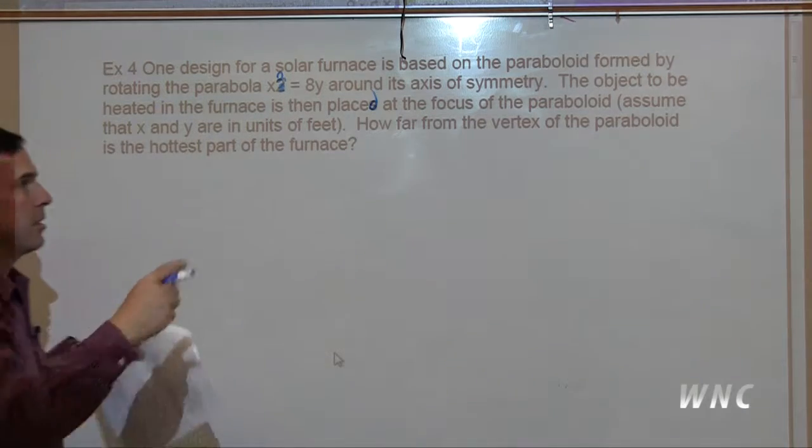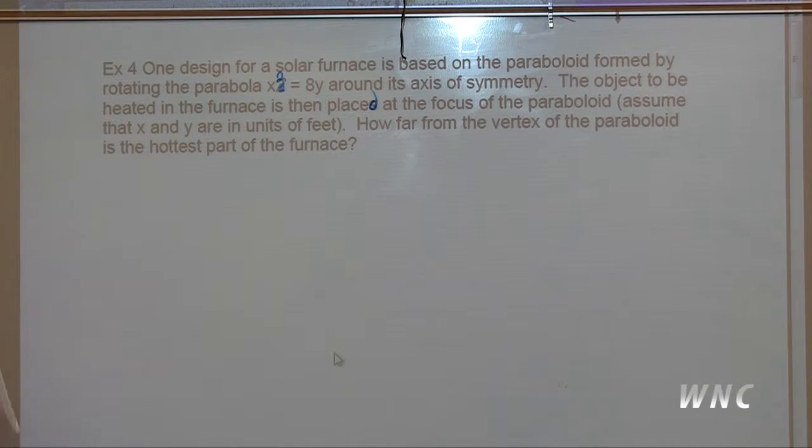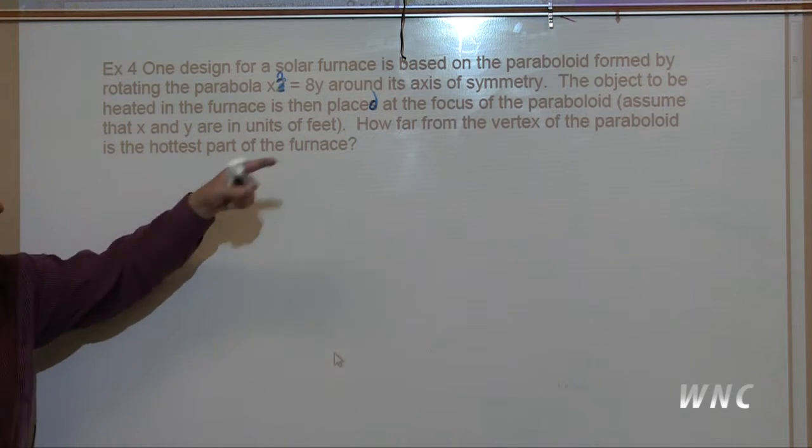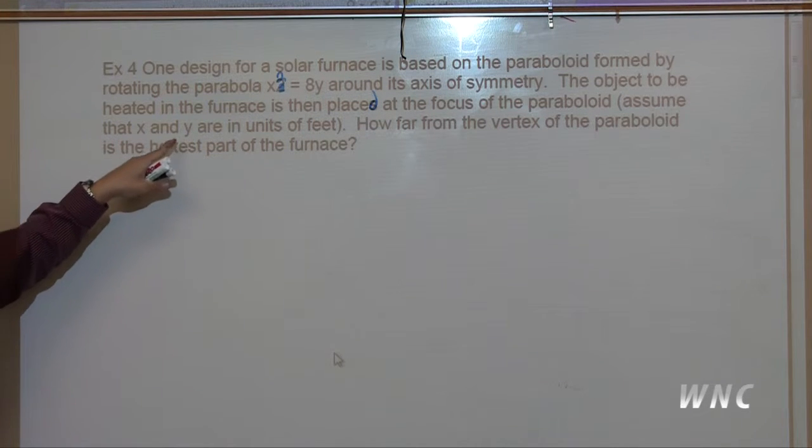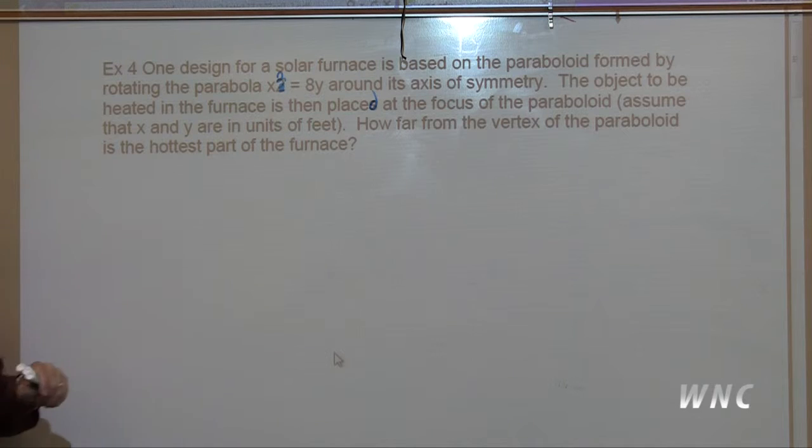Again, watch your hand on this as I describe. If you ever do make something like this, do not have it aimed at the sun when you put whatever you want at the hot point, at the focus. Assume that x and y are units of feet. How far from the vertex of the paraboloid is the hottest part of the furnace?